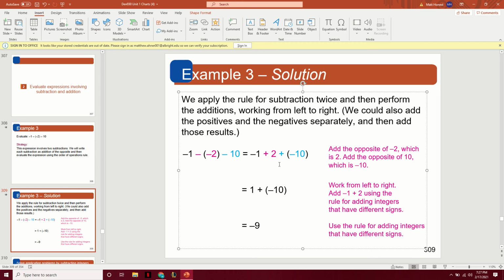And now I could do the problem like before. Negative 1 plus 2 is 1. 1 plus negative 10 will give me negative 9.